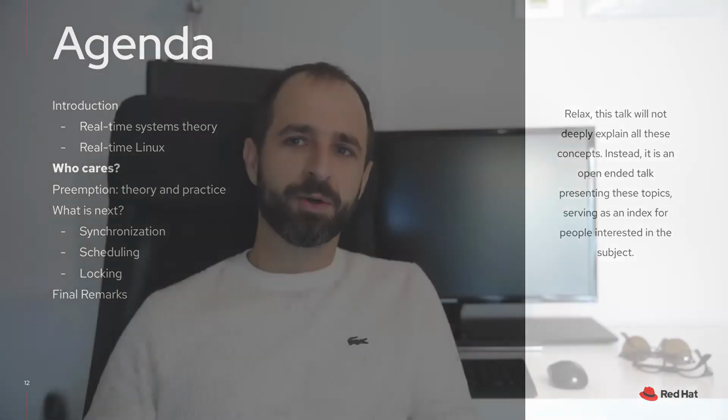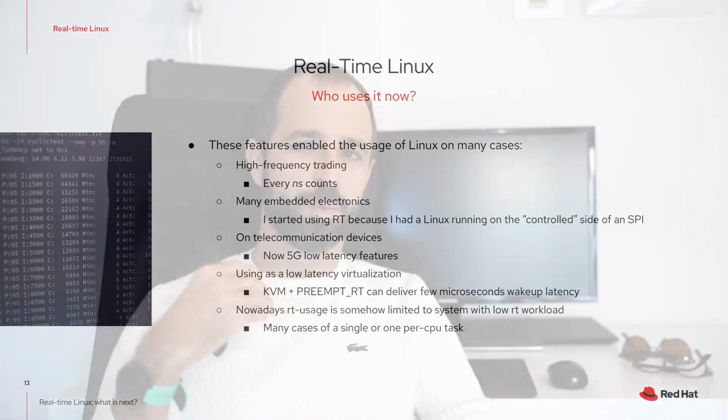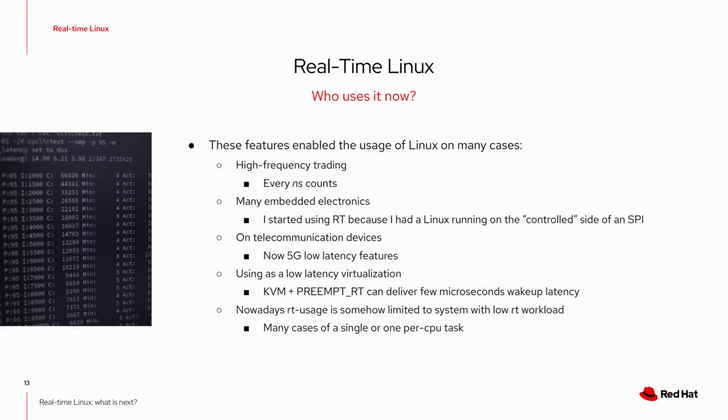Nowadays, we have some workloads that require some level of determinism. For example, we have high frequency trading that requires a fast response to external events. And for these people, even nanoseconds count, right? We have many embedded electronic devices that need to react promptly to external events, mainly in telecommunication devices. With 5G now providing low latency communication, we need an operating system that provides this low latency as well, to not become the bottleneck of the latency. And we can also run this together with KVM, providing fast response time for external events on the guest virtual machine, and have very nice results for this.